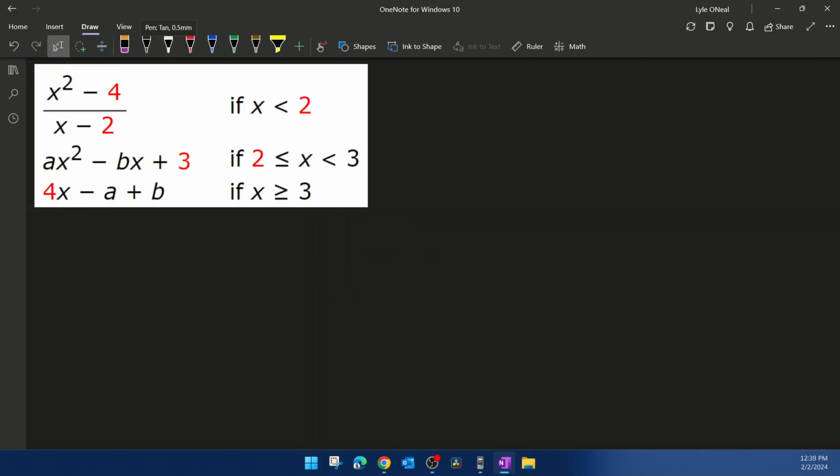And one more example using a piecewise function that's way more interesting. Here we have 3 pieces of a piecewise function which creates 2 transition points. And so the first 2 pieces are going to have the same y value when x is 2. And then the second 2 pieces are going to have the same y value when x is 3. Okay, so that's going to be 2 different equations. Notice that we do have 2 unknowns, a and b.